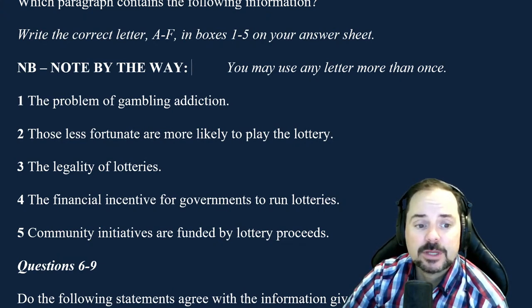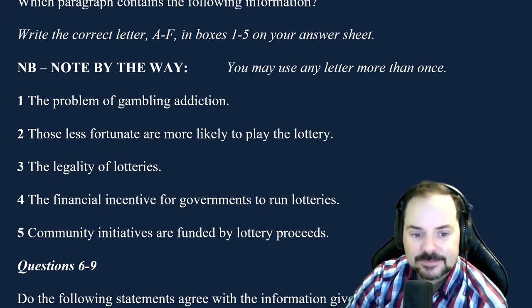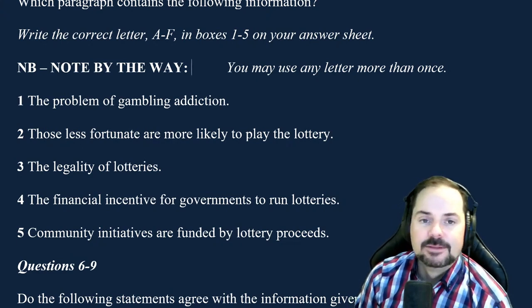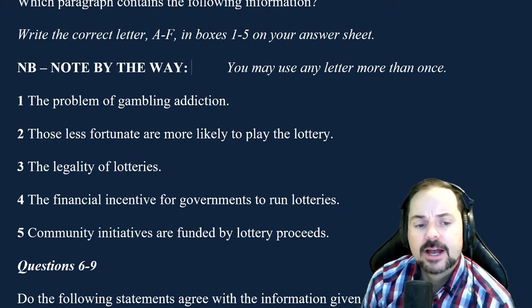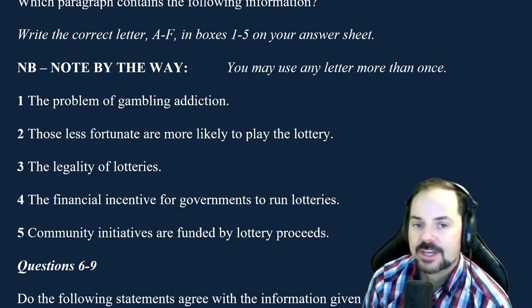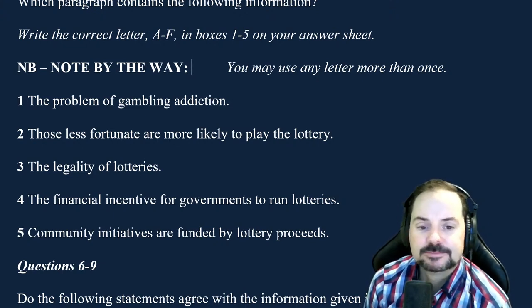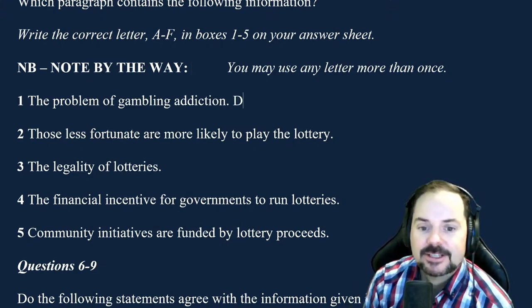Okay, and then read number 1. The problem of gambling addiction. Awesome. Well, not awesome to be addicted to gambling, but good reading there. Okay, which paragraph is this answer coming from, or this idea, Sarah? I guess it's D. Good guess. I love it. Why did you guess D? Because that's what I remember about the paragraph.